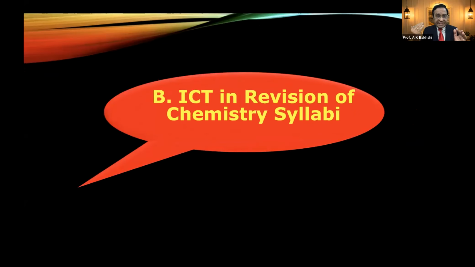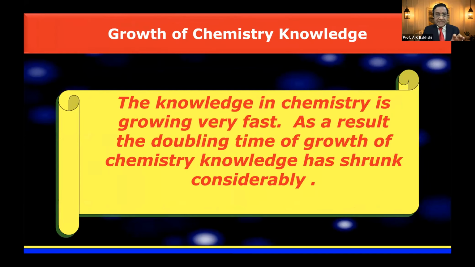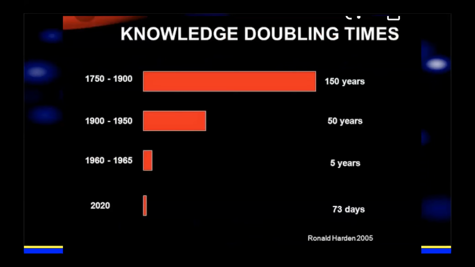Then, you know, ICT also helps you in the revision of chemistry syllabi. You know, knowledge in chemistry is growing very, very fast. So fast that the doubling time of the growth of chemistry knowledge has shrunk considerably. There was a time when knowledge was getting doubled in 150 years, but now it has come down to 73 days. So you can very well imagine how quickly we are becoming outdated.